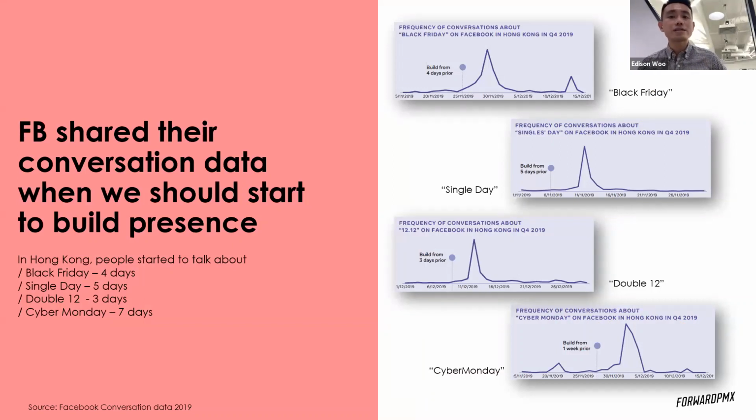Here I want to share with you the periods when people start to talk about all these seasons. Specifically for the Hong Kong market, people start to talk about Black Friday 4 days before the event. For Singles' Day, people start to talk about 5 days before the event. Even for Double 12 it will be 3 days. For Cyber Monday it will be 7 days. So talk to your partner, talk to your agency, to understand your market and where people start to talk about it.